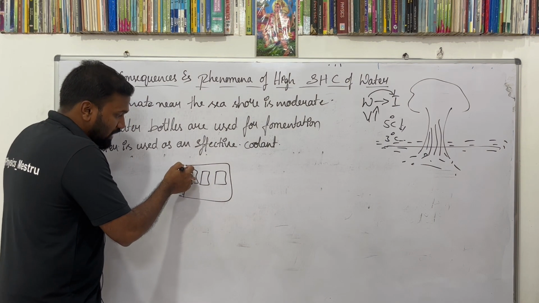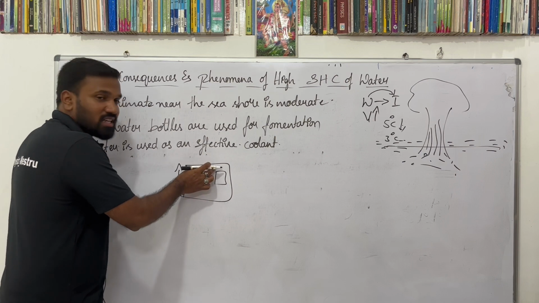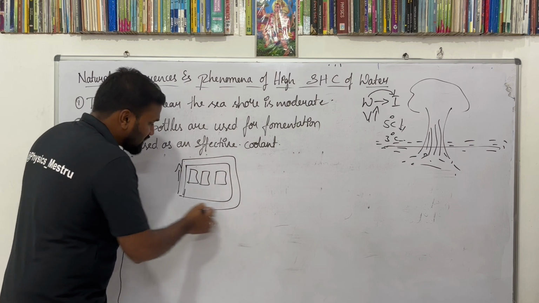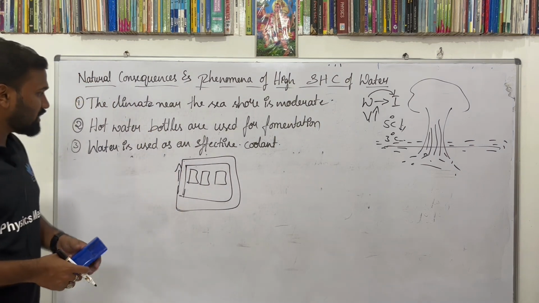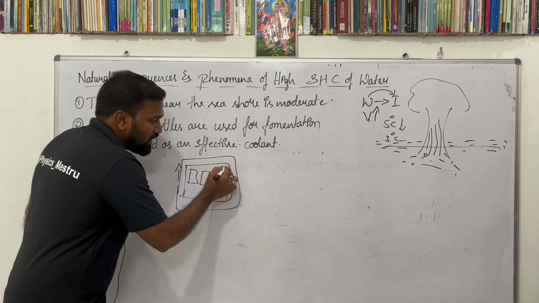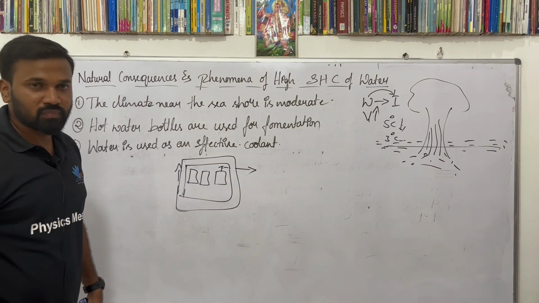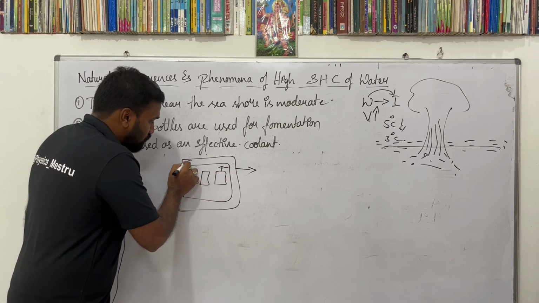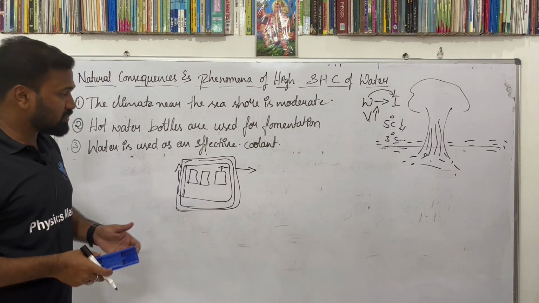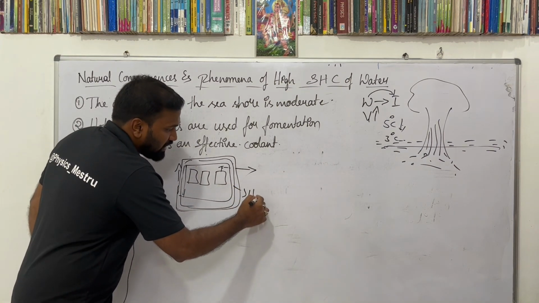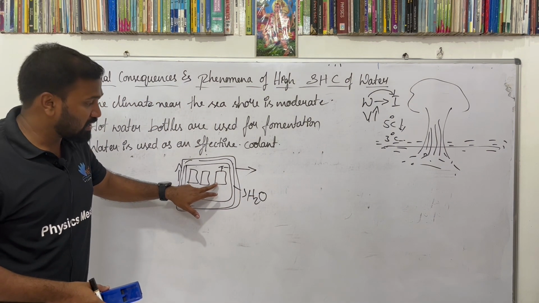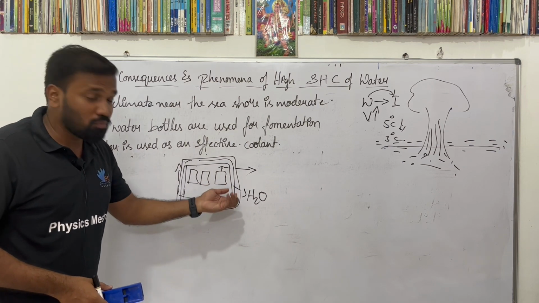So to maintain this engine in a good way, we need to put some substance in terms of what? Coolant. That means the temperature in this engine has to be transferred to the atmosphere. So there, what will be used? Water will be used. Why? Because water has a high specific heat capacity. This high specific heat capacity water, what will it do? It will absorb the heat energy generated by this engine, and it will absorb a larger amount of heat energy.